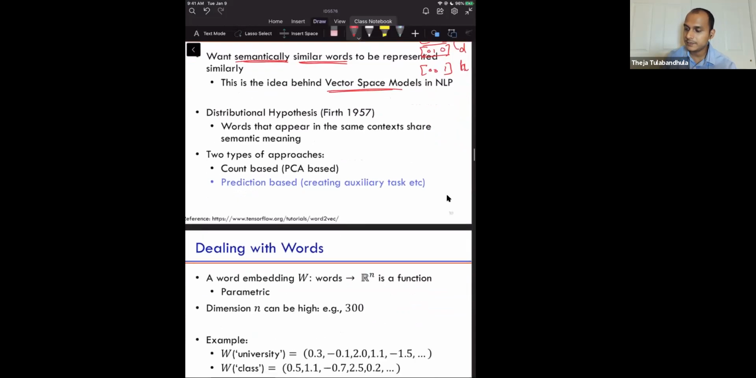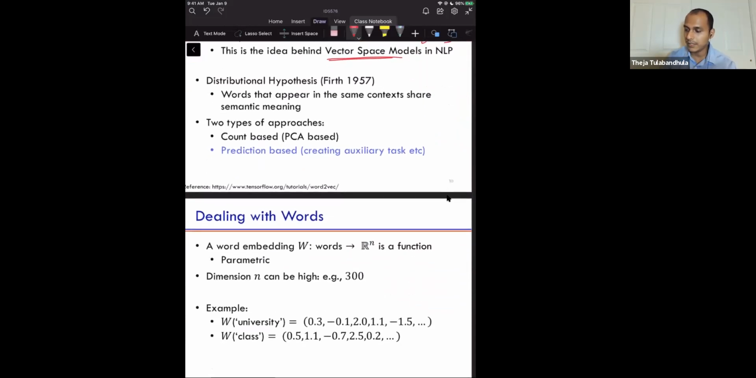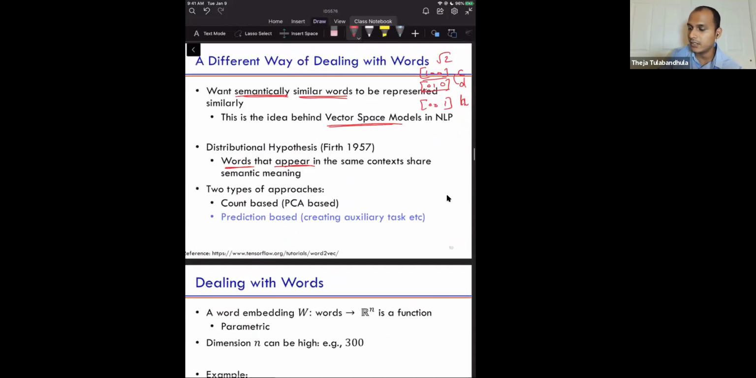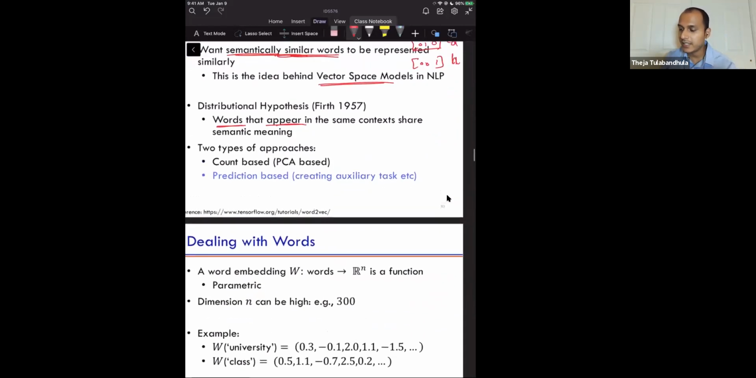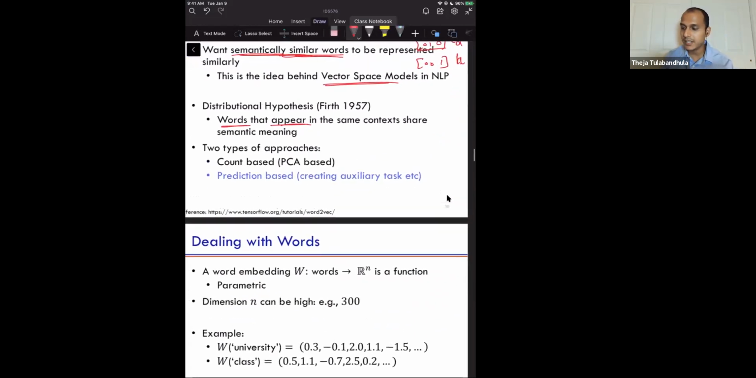And one way to get to these vector space models, these embeddings, is to start with this hypothesis. How do we say two words are semantically similar? We could say two words are semantically similar if they appear in the same context.